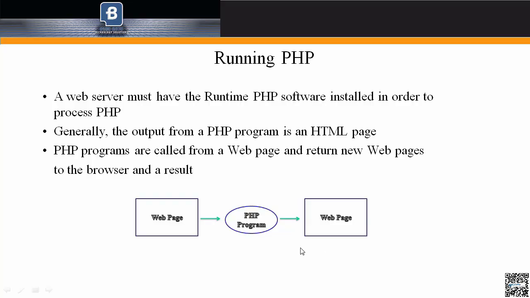So look at the diagram down here. We have just a little box representing a web page. It starts on your local browser. You click a button or a link, and it calls a PHP program. It does its processing and then renders a brand new web page back to your browser.